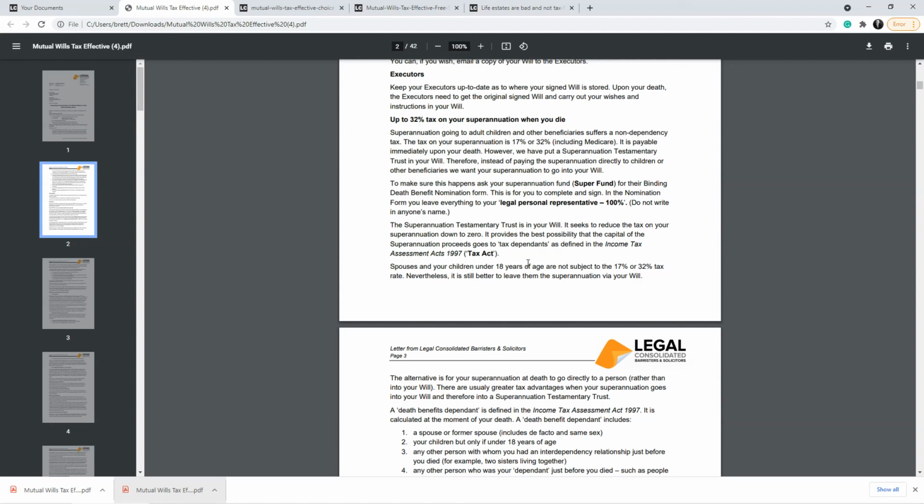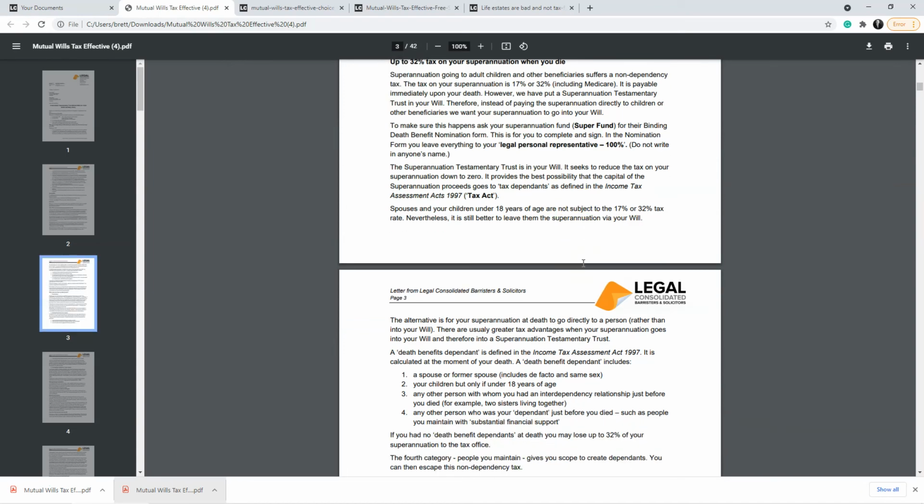Nothing to do with your will, because superannuation does not form part of your will automatically, but you can make it do that. And this article shows you how to talk to your super fund or amend yourself in your super fund to allow that.